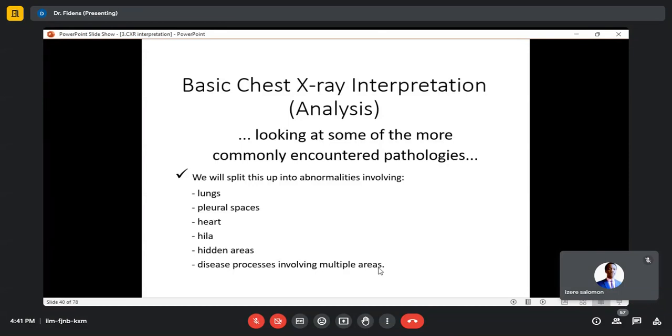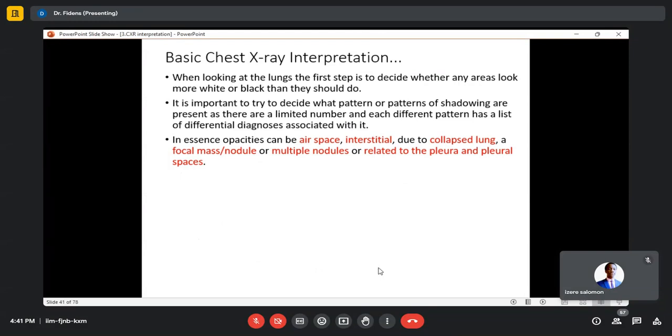Now different parts here are involved by one pathology. Those are things we are going to see. Let us start by, when you're looking at the lungs, start by the lungs. When looking at the lungs, the first step is to decide whether any areas look more white or black than they should be. Remember, when it is more white, it is opacity, it's opaque. When it is more black, it is lucent, hyperlucent, radiolucent. Those are terms we use, okay?